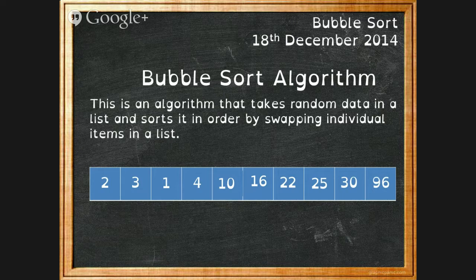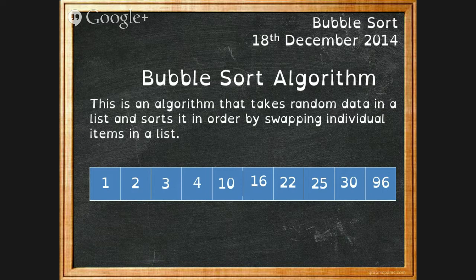2 and 3, it's okay, 1 and 3. Bring that over, 3 and 4, that's okay. 10, 16, 22, 25, 30, 96. Back again to the beginning. We now swap 1 and 2, and finally we have a sorted array.